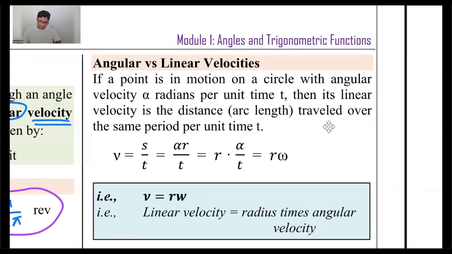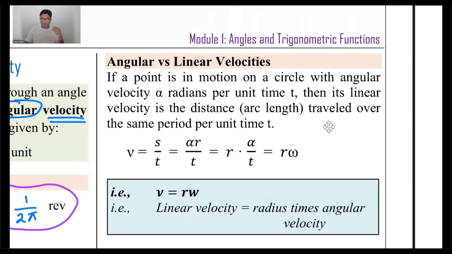Okay. Now with that unit conversion, we can talk about some angular velocities. Angular versus linear. Again, there is a paragraph here without any blanks, so I'm going to highlight, underline, circle them. If a point is in motion on a circle with angular velocity alpha radians per unit time. Alpha is the angular velocity.